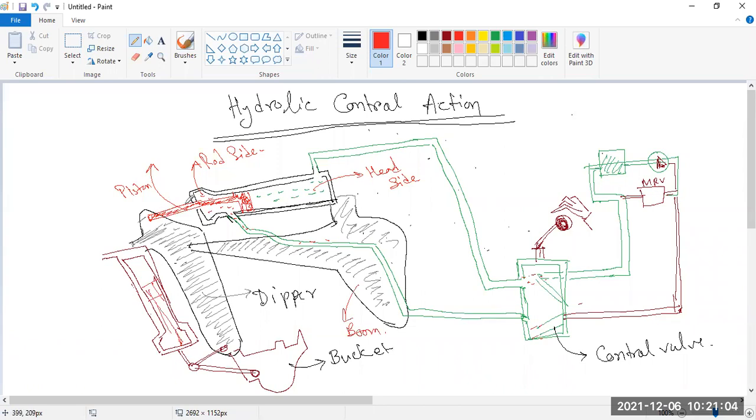If this piston is going to the outside, then this dipper will come in this side. If this portion is going to the inner side, then this boom, the dipper, will go to the outer side. Okay, so how is it controlled?